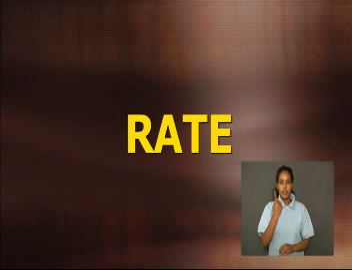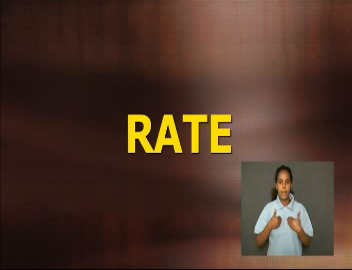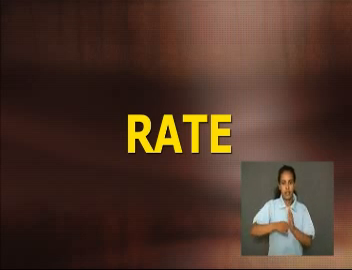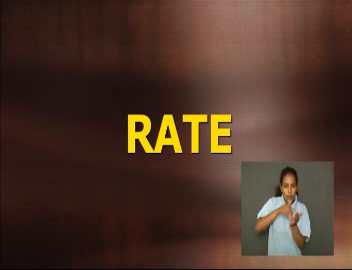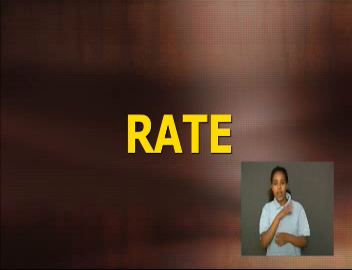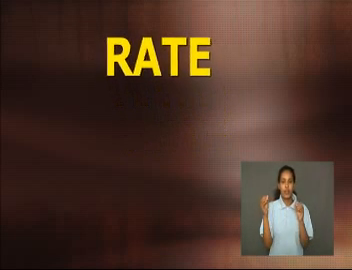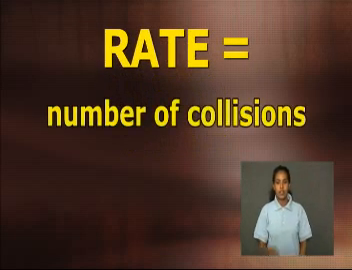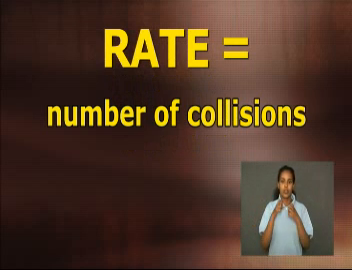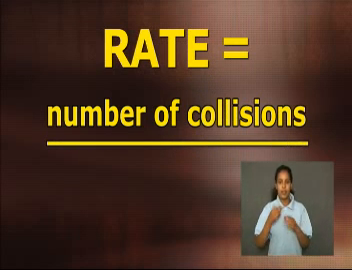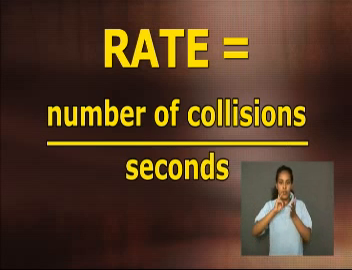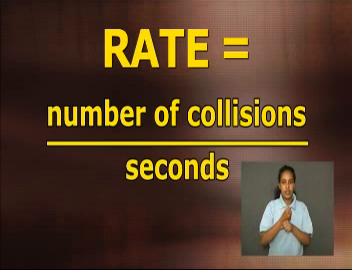The rate of reaction is directly affected by how many collisions happen every second. This is referred to as the frequency of collision and is represented in the following equation. The number of collisions during a reaction divided by the number of seconds it takes for a reaction to take place.